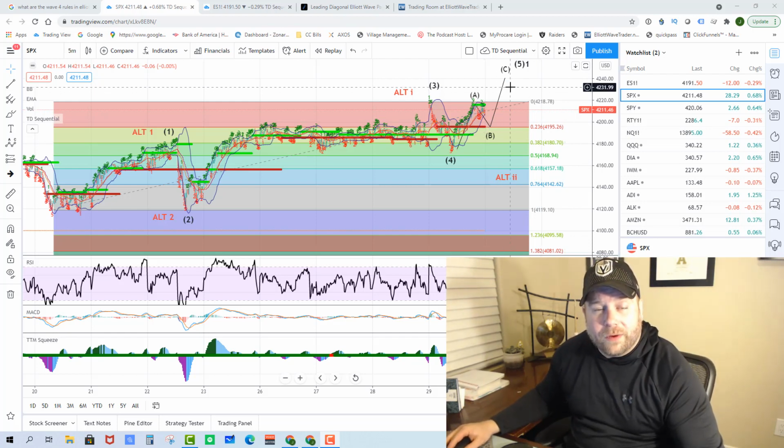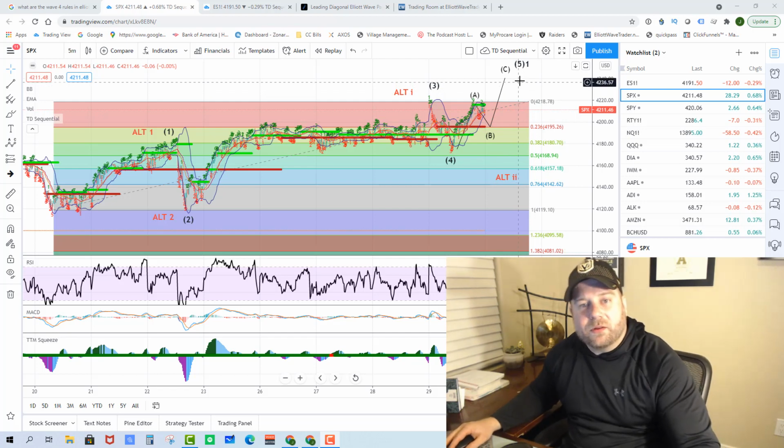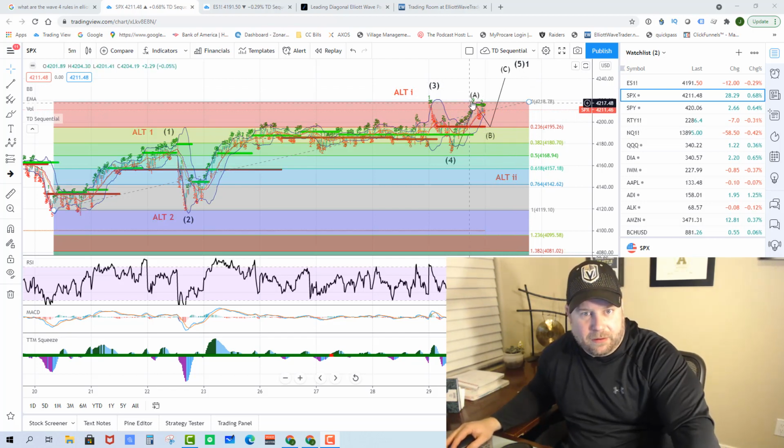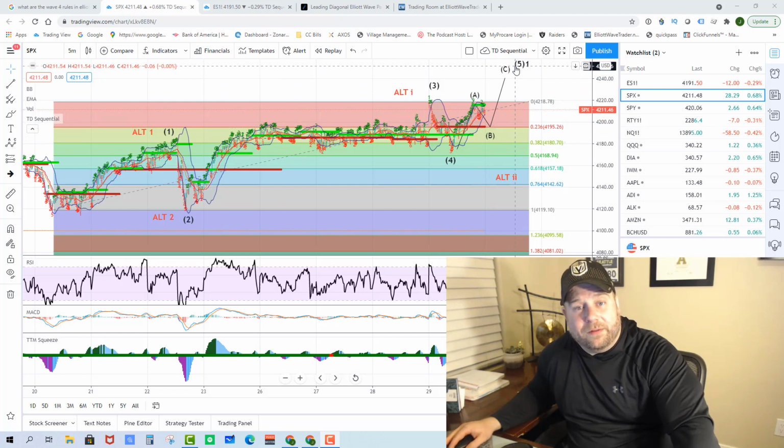And the reason we want to do that is because if we get the primary path, okay, we come back here and we bounce and we come up to 4030, 4050, well, when we hit that, we're going to fall back down to 4185 again because that's going to be wave 2.